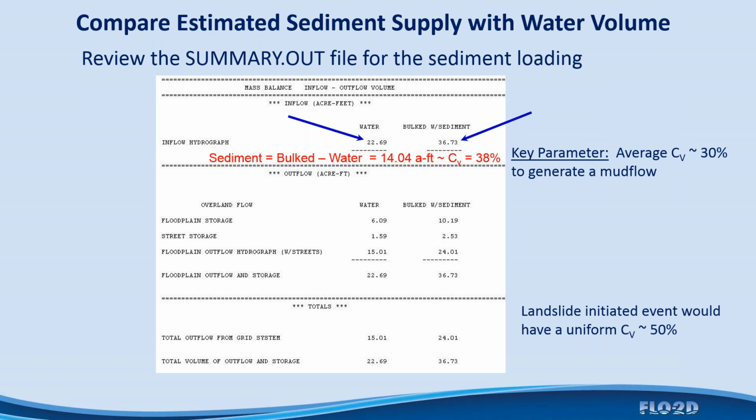Now, the watershed that I was showing you in the previous slide is not the one that I'm talking about here that had around 5 acre feet of sediment. But in this case, the sediment concentration by volume is on the order of 38%, and you need about 30%, and this could range from 25 to 35%. You need an average concentration by volume on the order of 30% in order to generate the mud flow.